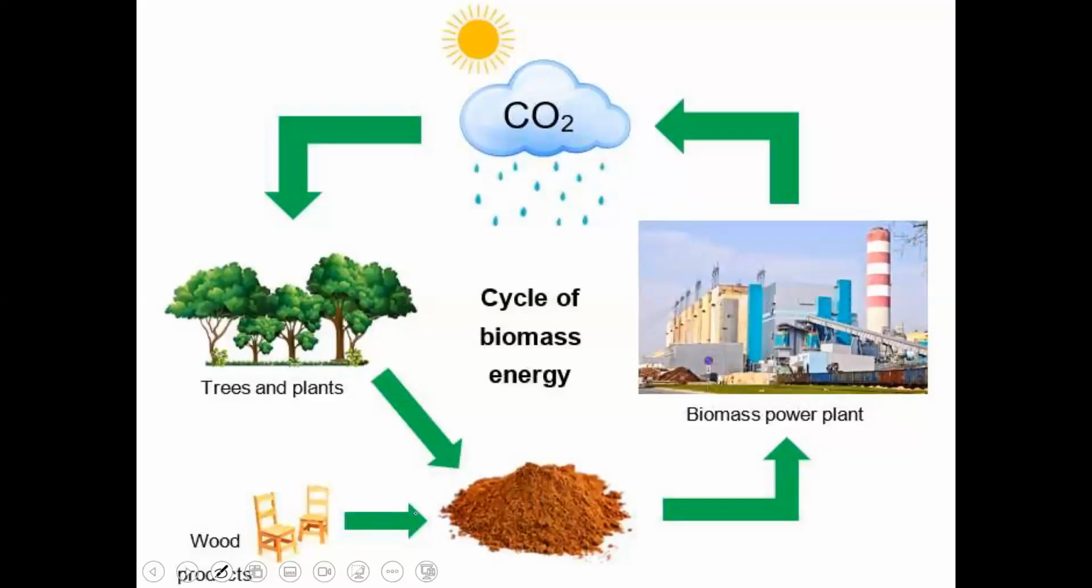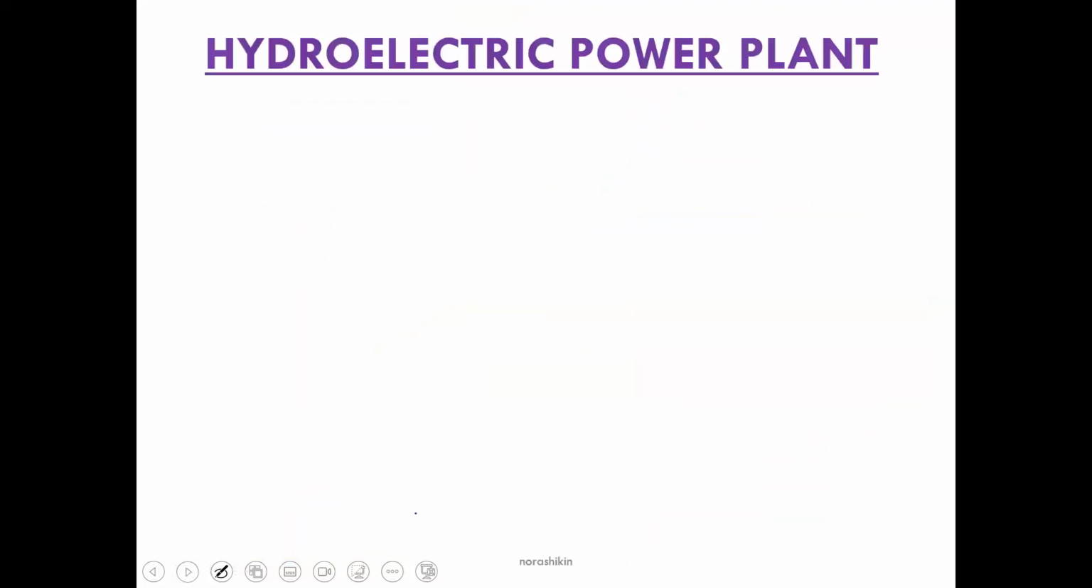This is called the biomass cycle. You can look at the screen. We have trees and plants. We get wood from there. From the wood, we can make wood powder. We can use them in plants. We can burn them. So actually, it's a cycle of biomass energy.